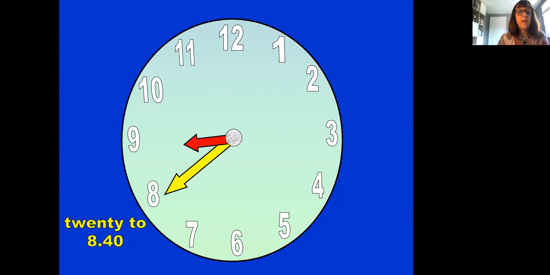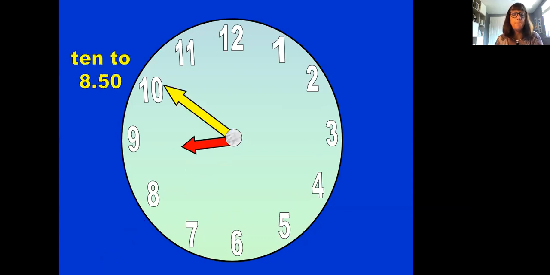Here's another one. Count in fives. We're going up to the number 9. 5, 10, 15, 20. 20 to 9. We can always write it as 8:40 because there are 40 minutes that have passed. Another one. We're heading up to 9 o'clock. We've only got 5, 10 minutes. So it's 10 to 9.